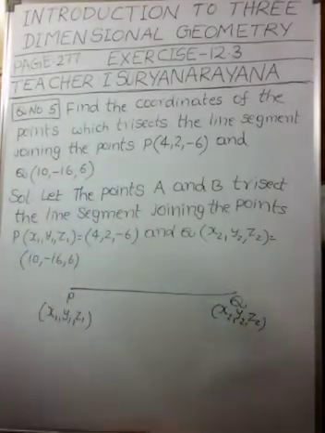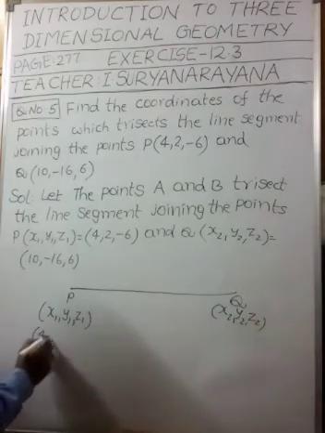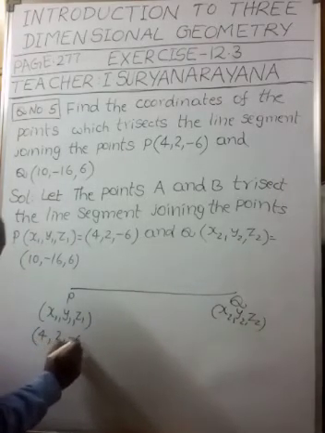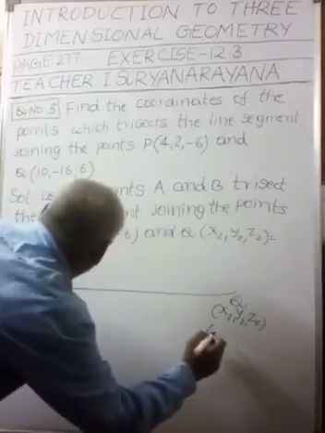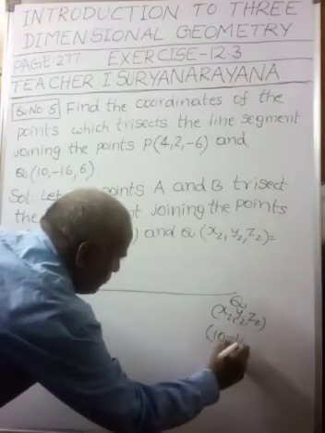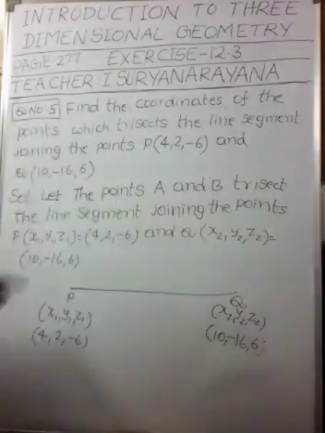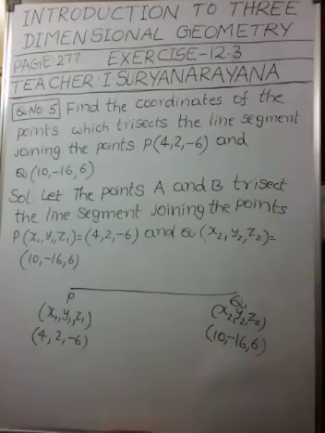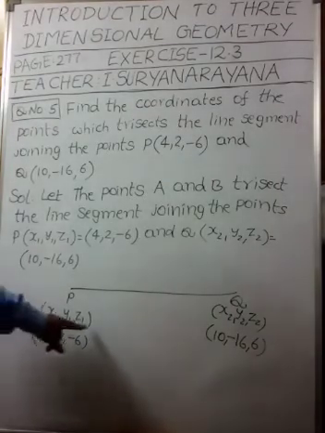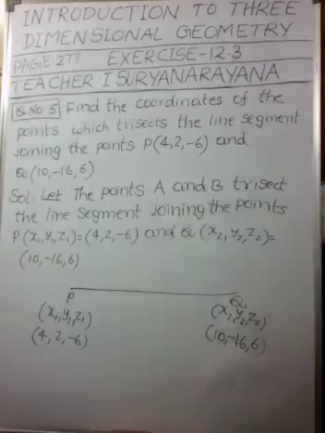Let us write the y values. I wrote the points P and Q: x1, y1, z1, x2, y2, z2.